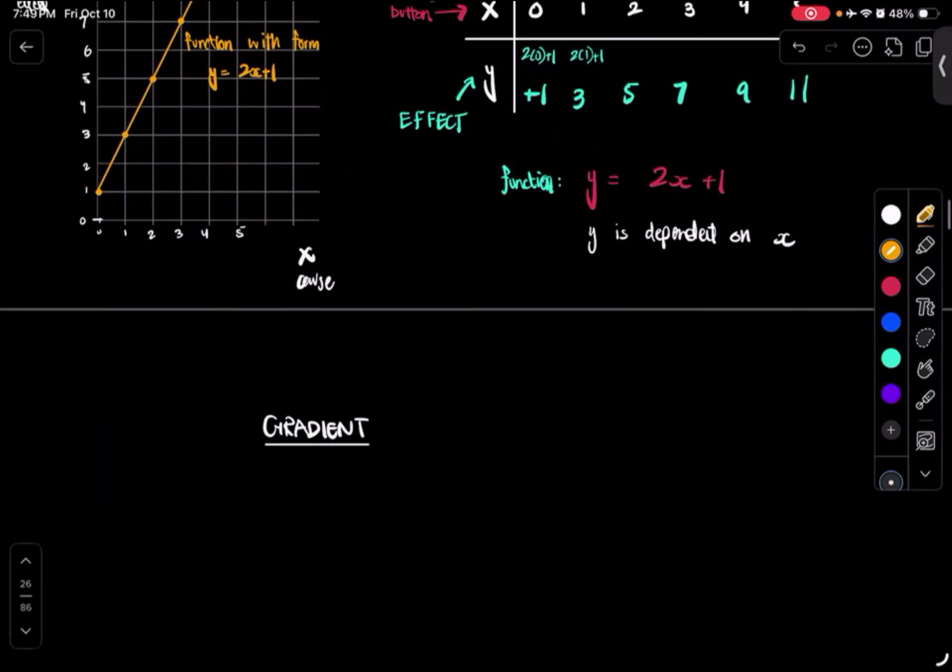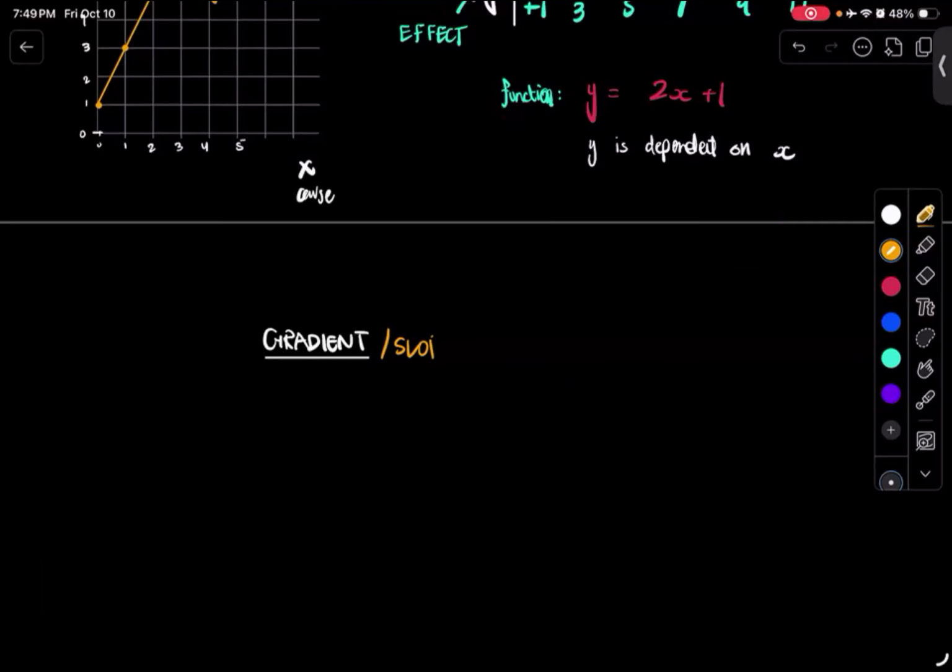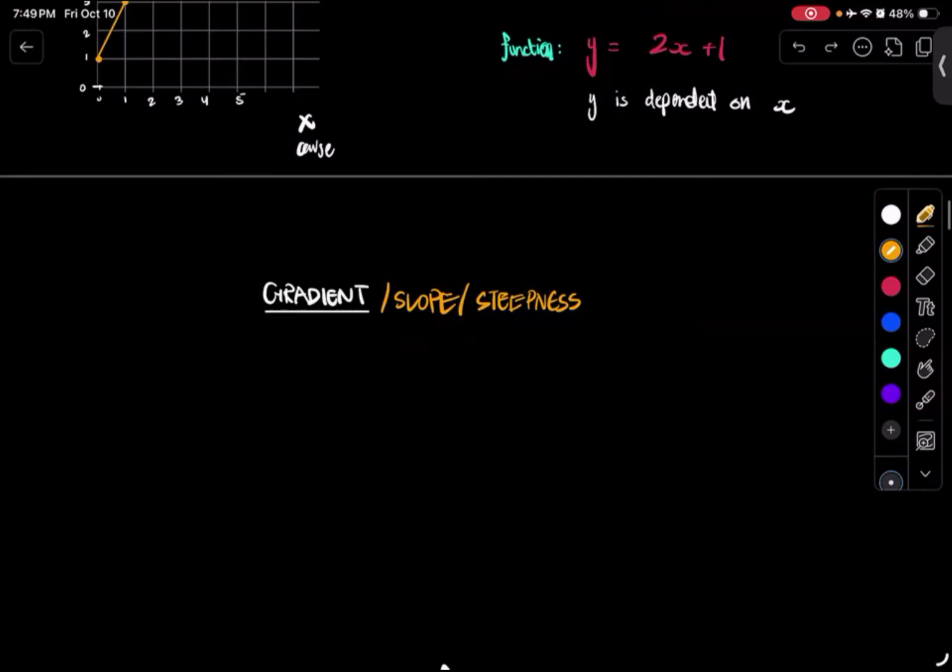So the gradient, by the way, has multiple names. You can also call it slope. You can also call it steepness. Gradient, slope, steepness, and I think that's about it. So the gradient, we also call it M. So M, what is M?